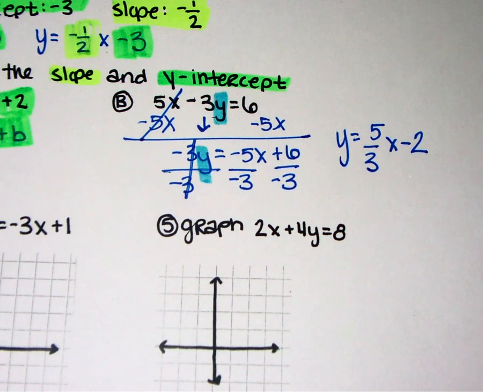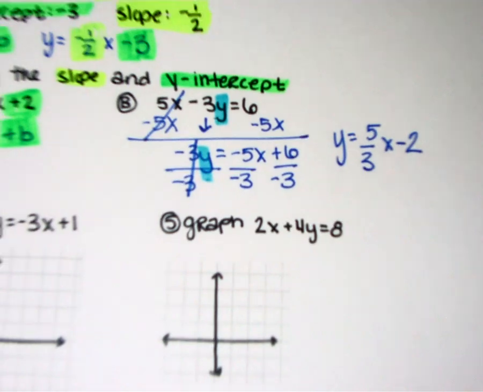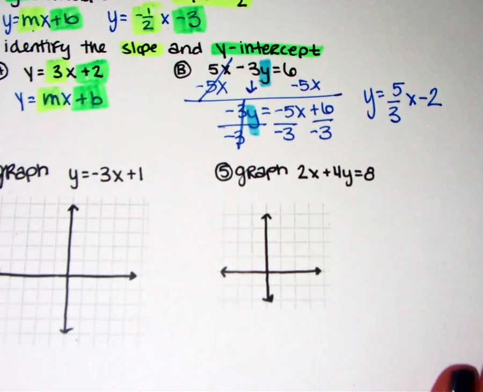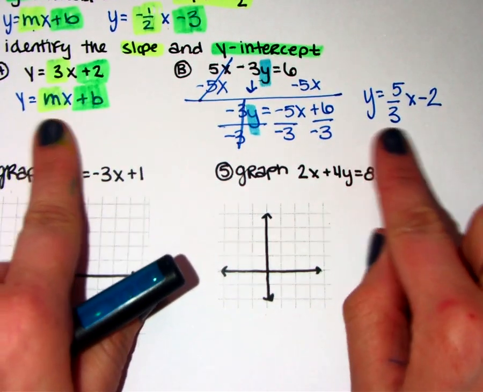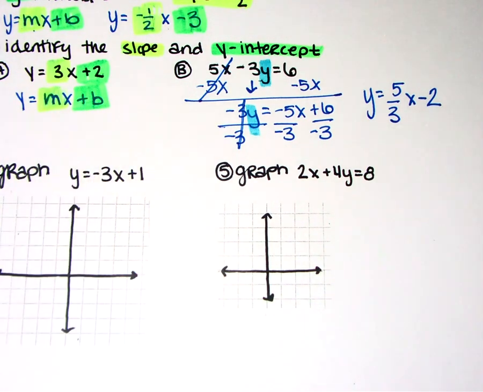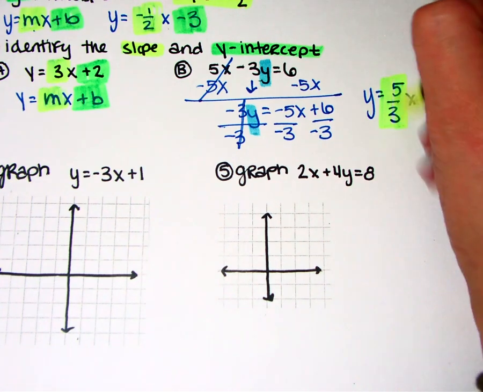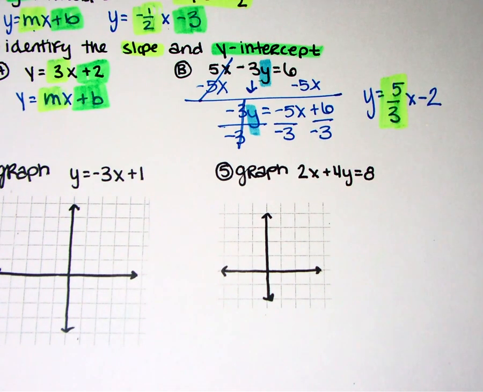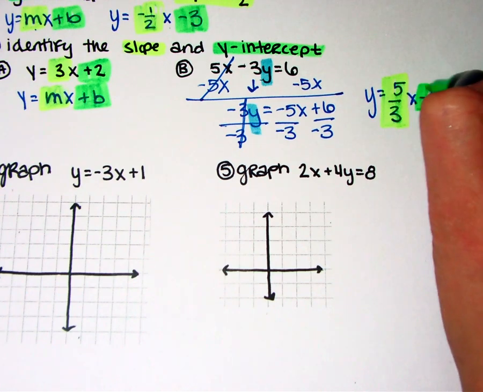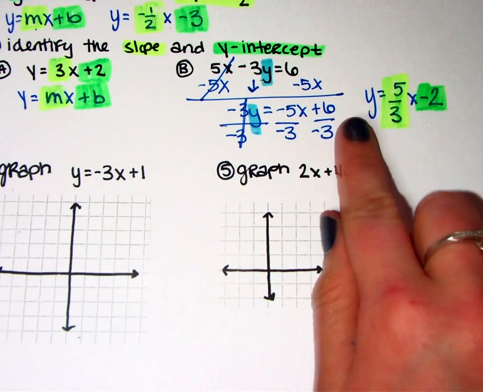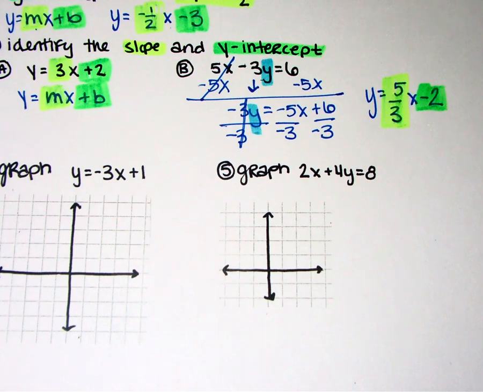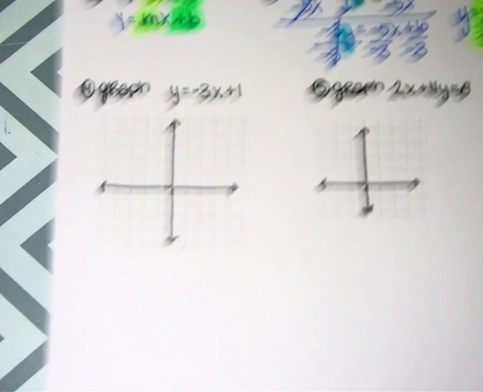Now we're not done. I know we did a lot of work here, but our goal is still to identify slope and y-intercept. Now that it's in y equals mx plus b form, now we can identify. Our slope is 5/3. It's not 5/3 x, it's just 5/3. My y-intercept is -2. Again, y and x are not highlighted. They're just a part of the equation. They never go away. So let's practice graphing these.